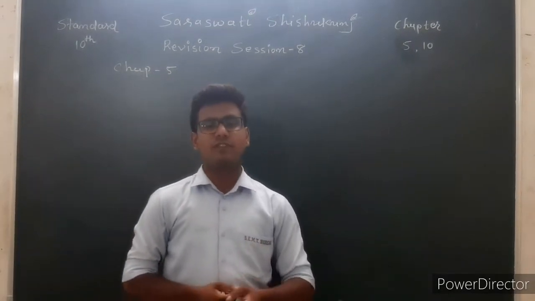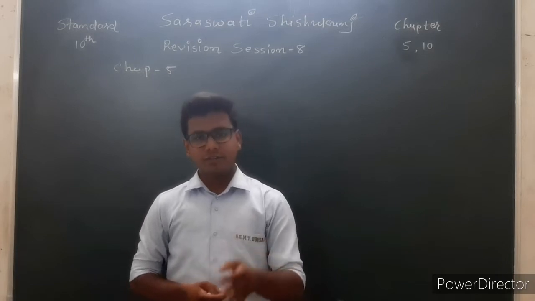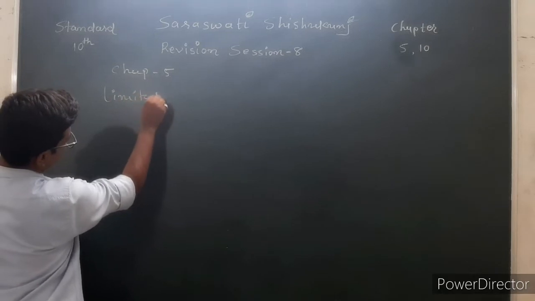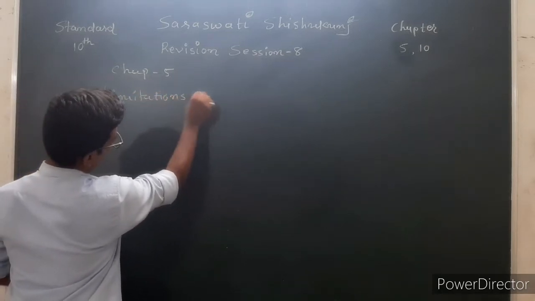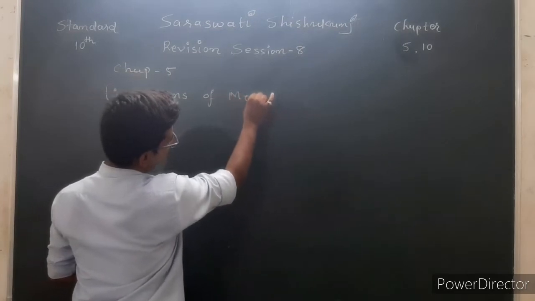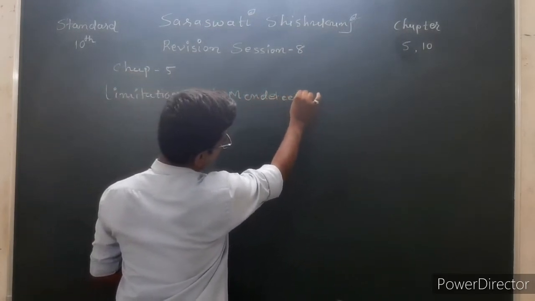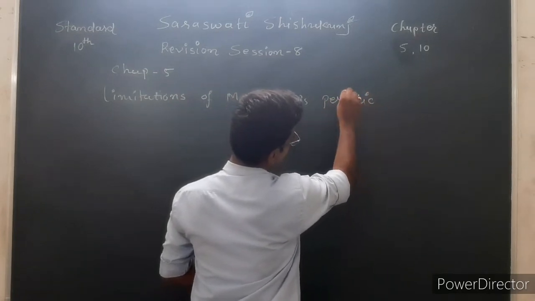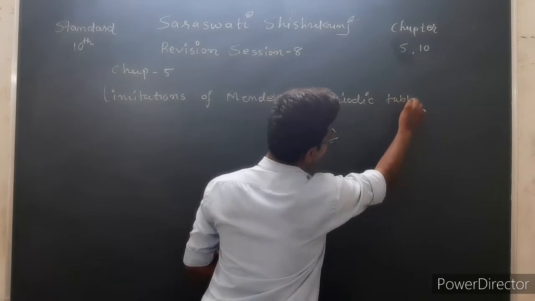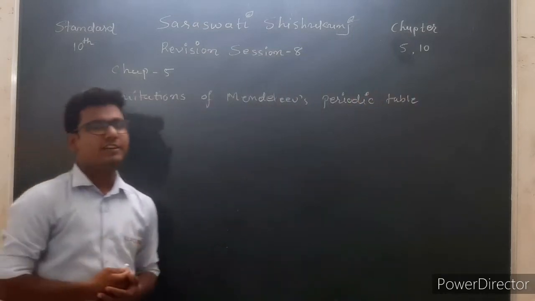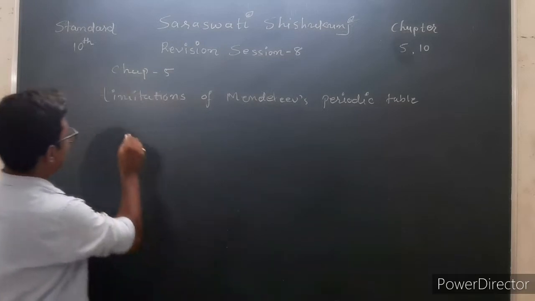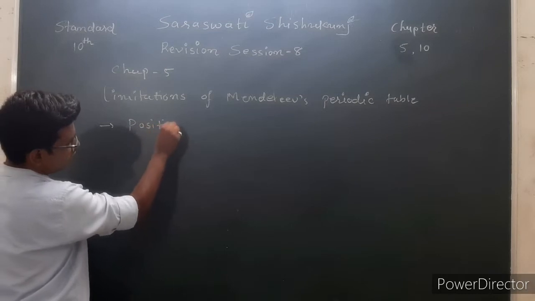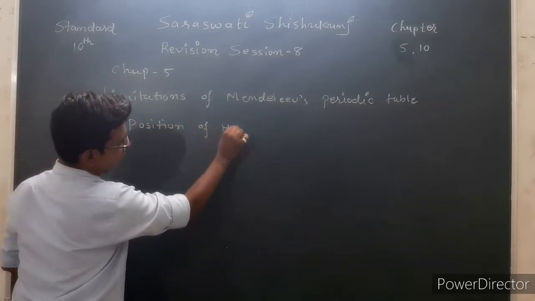Now we will discuss one of the most important topics for 3 marks, that is limitations of Mendeleev's periodic table. In Mendeleev's periodic table, we have studied that there are 4 limitations. The first limitation is the position of hydrogen.